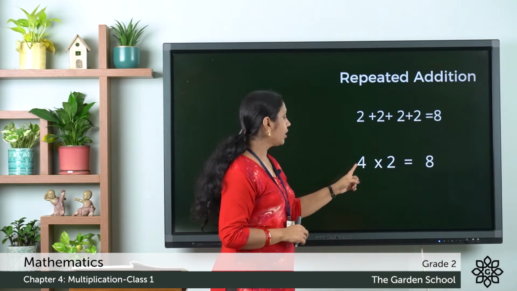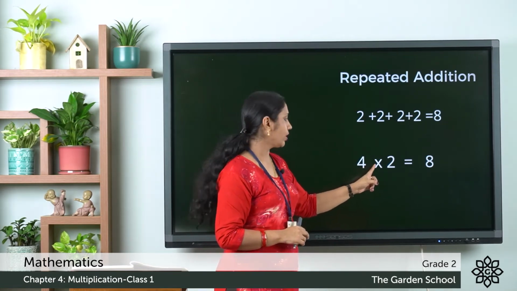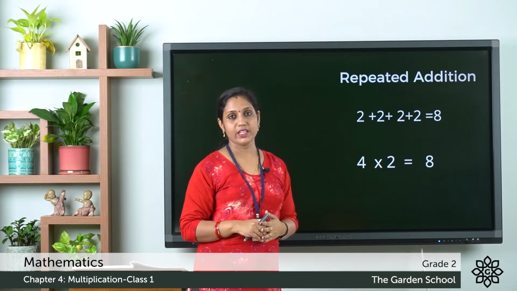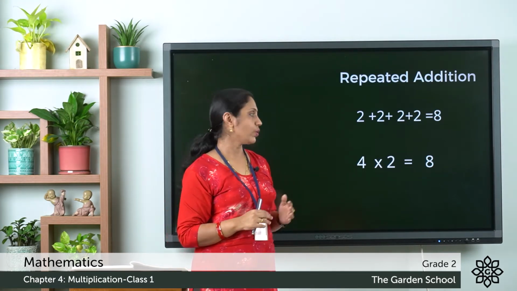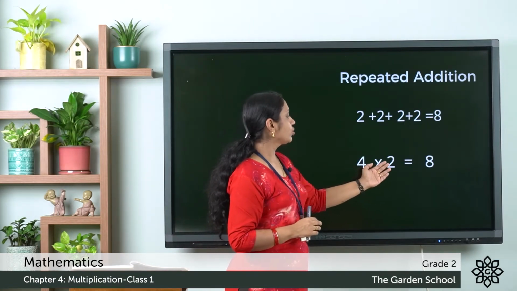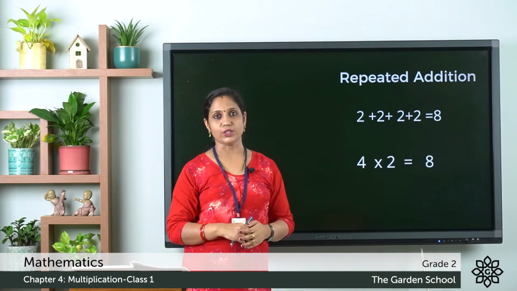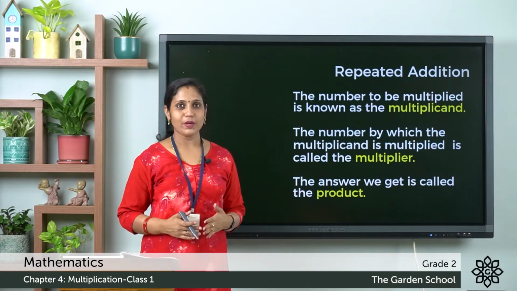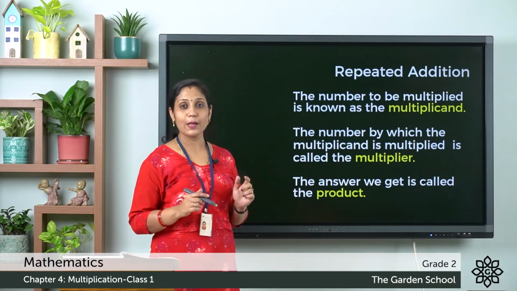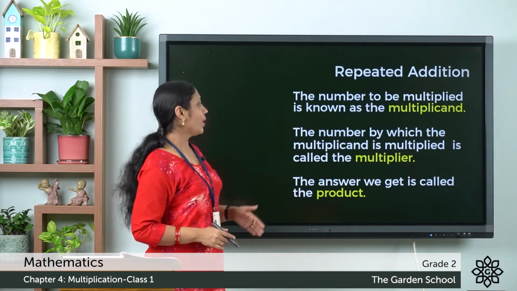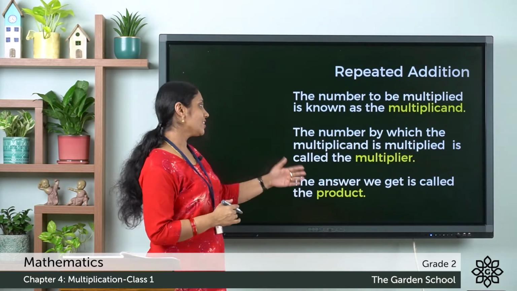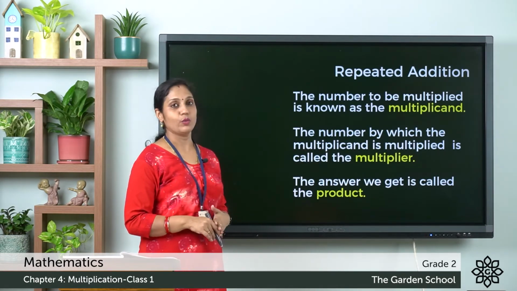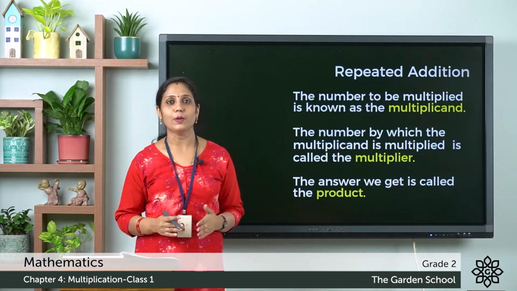So you can write the number 4 first and put a multiplication symbol, into. And which number is repeating here? The number 2 is repeating here. So we can write it as 4 into 2 is equal to 8. So we can say that the number to be multiplied is known as the multiplicand, and the number by which the multiplicand is multiplied is called the multiplier, and the answer we get when we multiply is called the product.